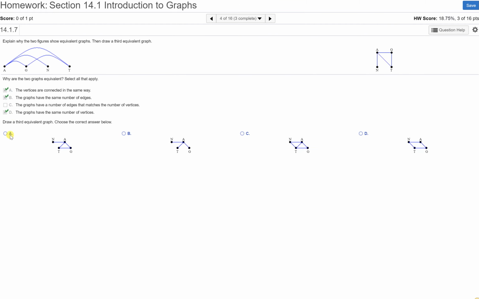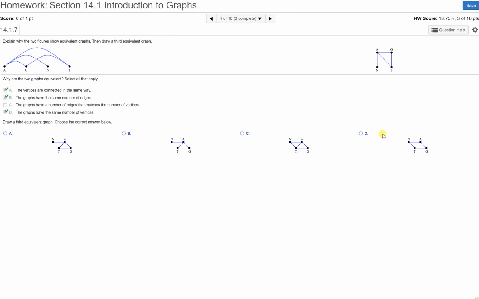All right, so draw a third equivalent graph. Choose. Okay, so we're going to try to graph this differently. I know it's not going to be C because A only connects to N. We know that, and A is N. So we're going to focus on N just to make this faster. N has only one connection, one edge. So N has one here, N has one here. So A and B are potential.